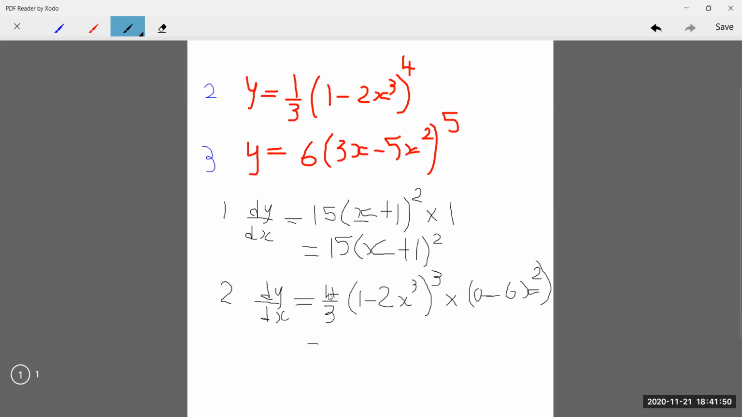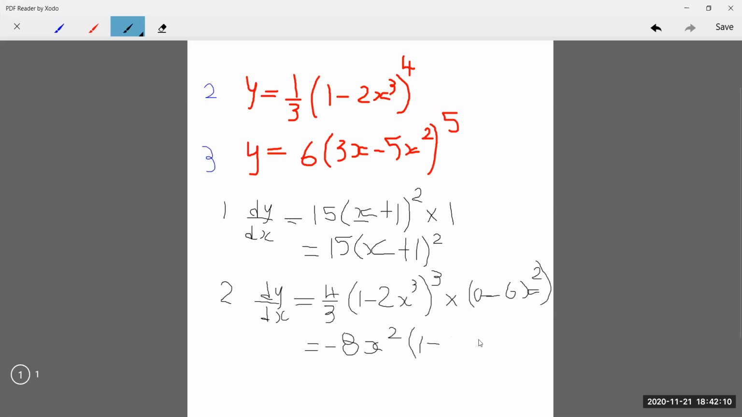Wonderful. Now, if you want, you can simplify it by saying negative 6x squared times 4 over 3. That's going to be 4 times 6 is 24, 24 over 3 is negative 8. So you get negative 8x squared times (1 minus 2x cubed).